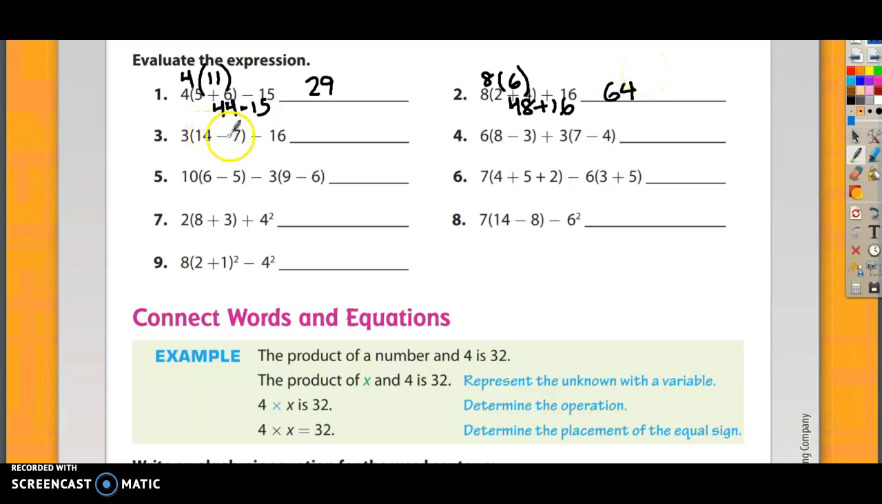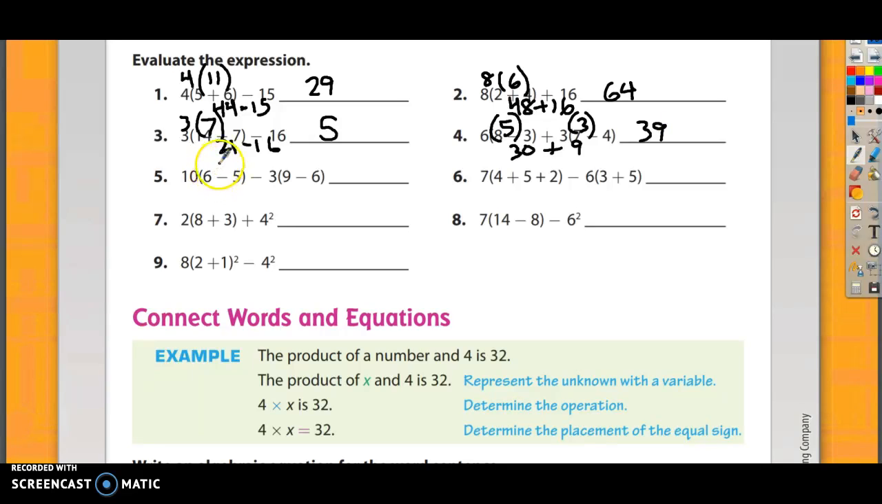I've got 48 plus 16, which is 64. Number 3, I've got 14 minus 7, that's 7, and 7 right next to 3 is 7 times 3, that's 21. 21 minus 16 is 5. Number 4, I've got two things to do. I've got 8 minus 3, that's 5. So I've got 6 times 5 is 30. And I've got 7 minus 4 is 3. 3 times 3 is 9. 30 plus 9 is 39.